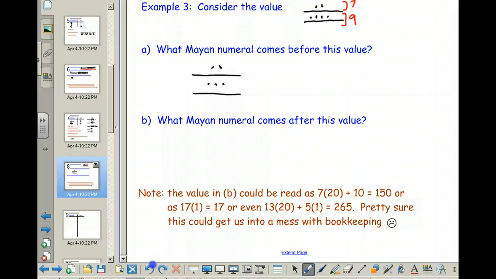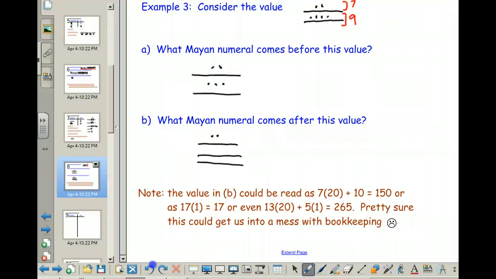Two lines. Okay. So instead of having the four dots and the line, those would become two lines. And then I have a line and I have two dots. The problem that I have is that this could be read as 7 times 20 plus 10, which is what we need. Right? 7 on top in the 20s place, 10 in the 1s place. Or it could be read as 17. Put all those lines together, and there's 3 lines, and that's 15. Then we've got 2 more, that's 17.